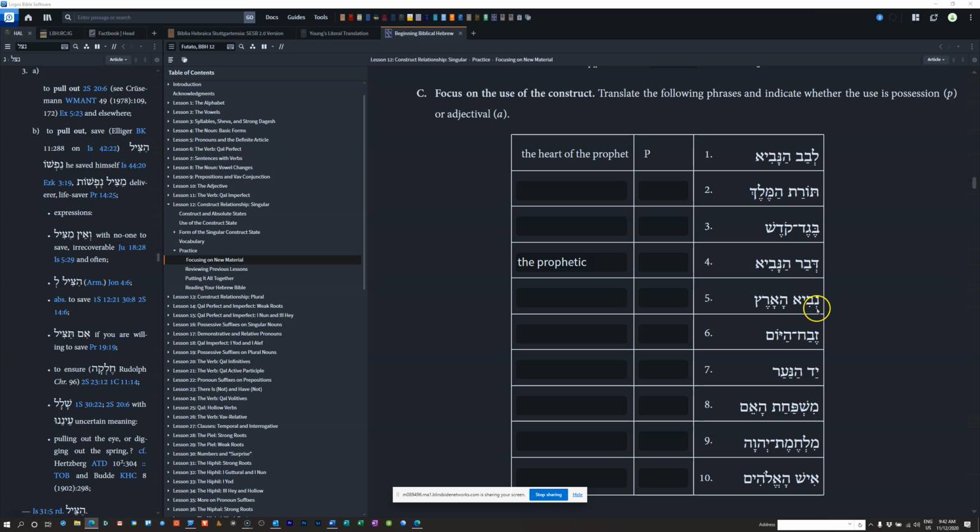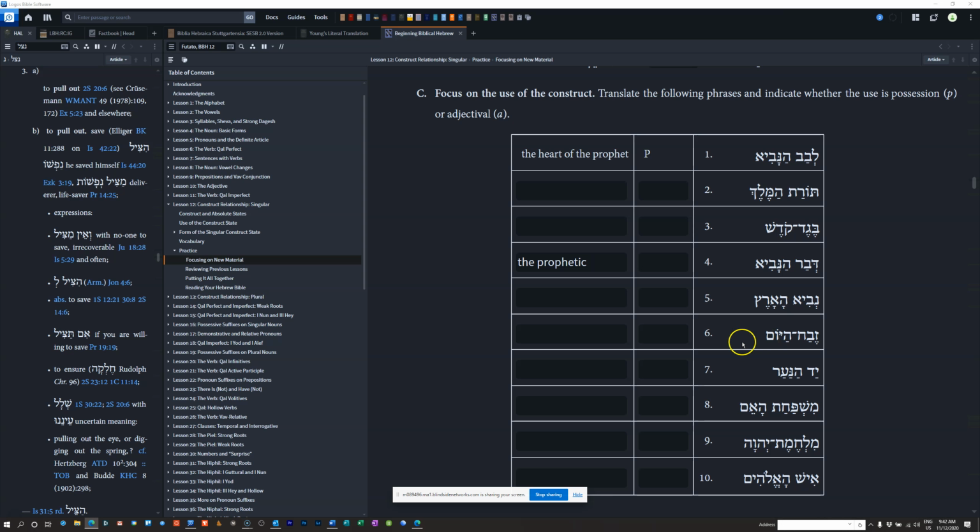All right, so number 5, we've got Navi Haaretz. So again, we have to check our absolute to find out if Navi is definite. We have a definite article, so it is. That would be the prophet of the land. So is this the earthy prophet, the land-like prophet? Probably not. This is probably the prophet that belongs to the land, the prophet of the land. That is to say, this land's prophet. So I would say possessive here.